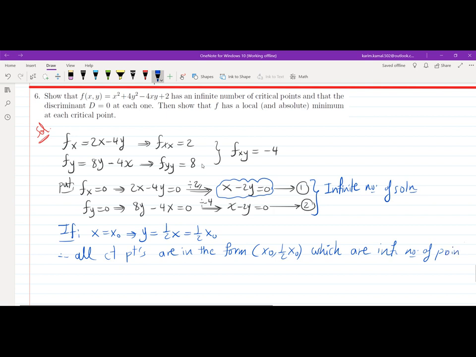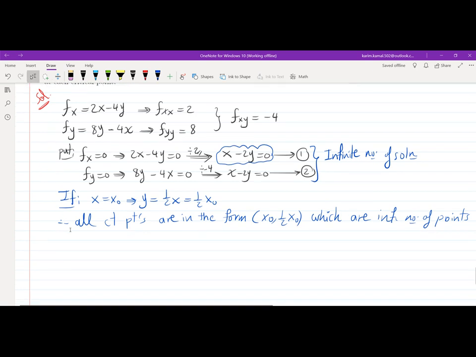Till now we proved the first part of the problem, and we have to determine the discriminant d, which equals fxx fyy minus fxy all squared. fxx is 2, fyy is 8, minus fxy, which is negative 4, all squared. Then it will be 16 minus 16, equal to 0. Then we derived this one.